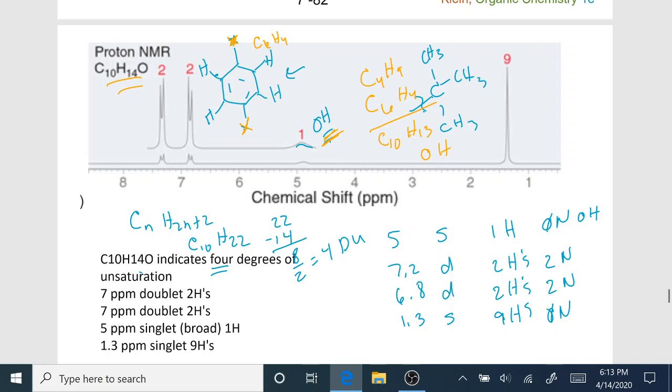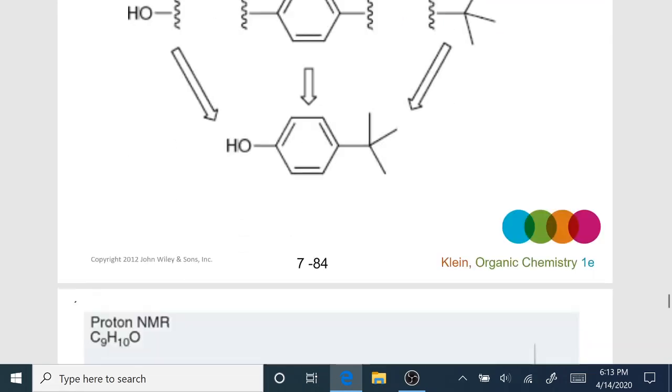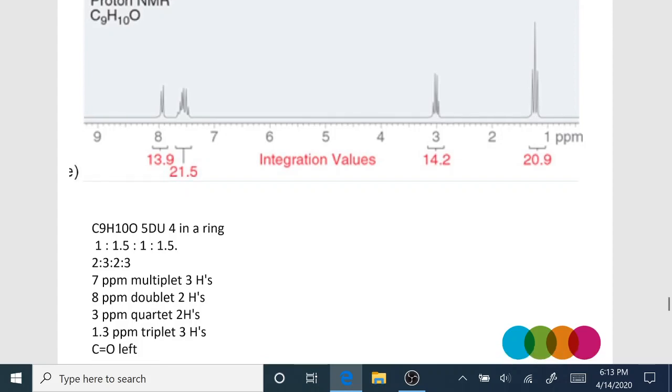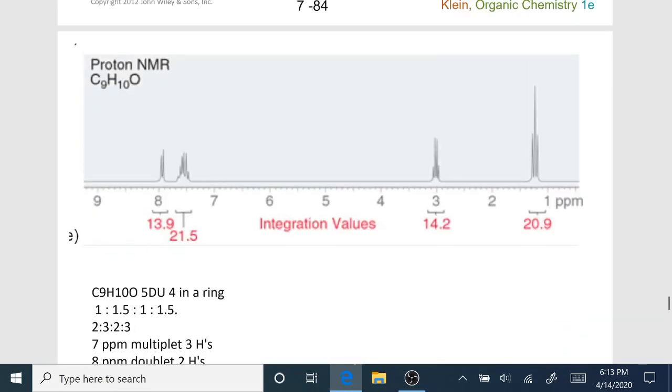So this is actually our molecule. Let me erase all this and get another color here. This is an OH, and this is a t-butyl group. And that is how we will determine our structure. Okay, and that's our structure. We're going to do just one more, I think, for today, and then I'm going to stop.